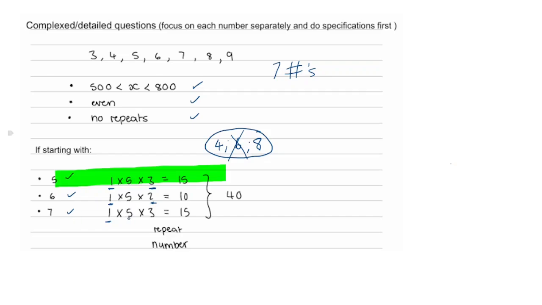And then the 7 works pretty similarly to the 5. And I just work out those totals, 15, 10, 15, and I add them up, and there's your answer, just like that.